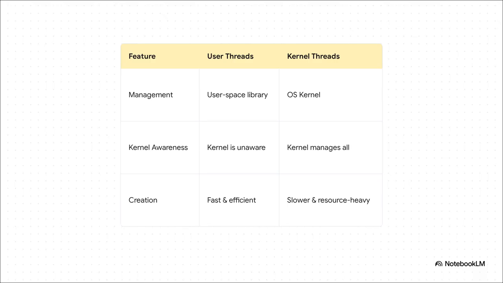Kernel threads, on the other hand, are managed directly by the OS. The kernel is aware of every single one, but that level of control comes with a price. They're a bit slower and take up more resources to create.